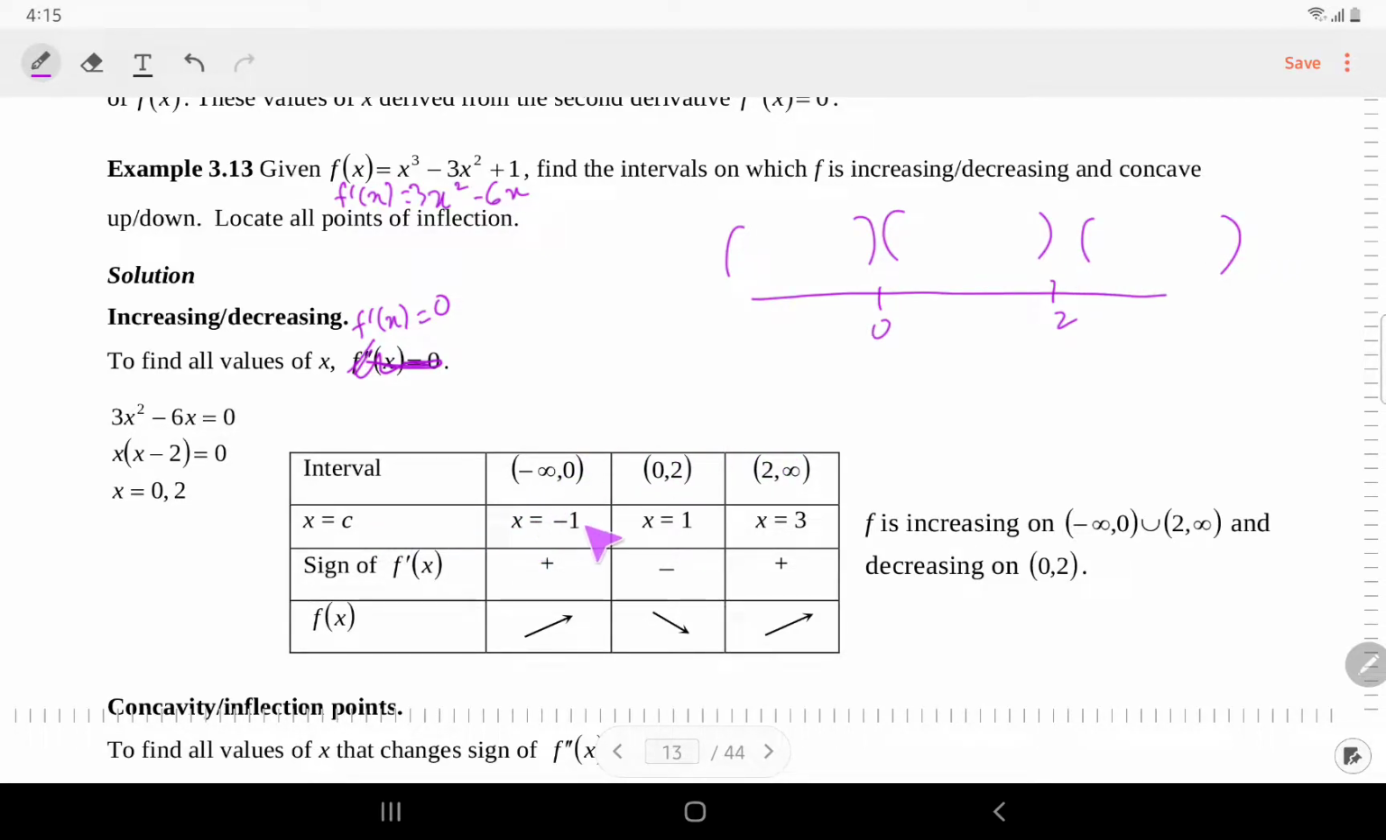And then, ni test point. Ni sama macam solution tadi untuk cari increasing, decreasing. And then, kat sini kita dapat positif, negatif, positif. So, maksudnya increase, decrease, increase. So, buat ayat ni, conclusion ni.